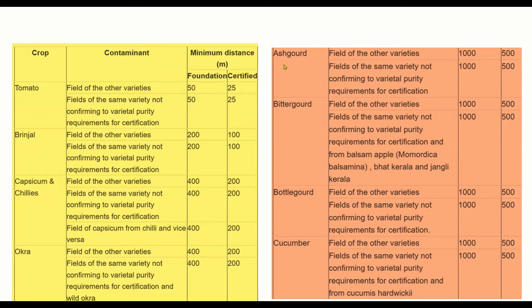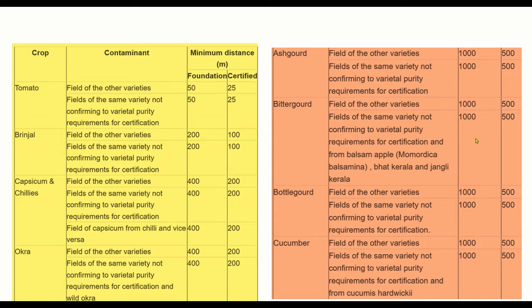You can see here for highly cross-pollinated crop plants, or you can say moderately cross-pollinated crop plants such as ash gourd, bitter gourd, bottle gourd, and cucumber, they have a high isolation distance, a minimum of 1000 meters, or you can say 1 kilometer, for foundation seed, and 500 meters or half a kilometer for certified seed, should be maintained for both field of other varieties and field of same varieties which are not conforming to varietal purity.